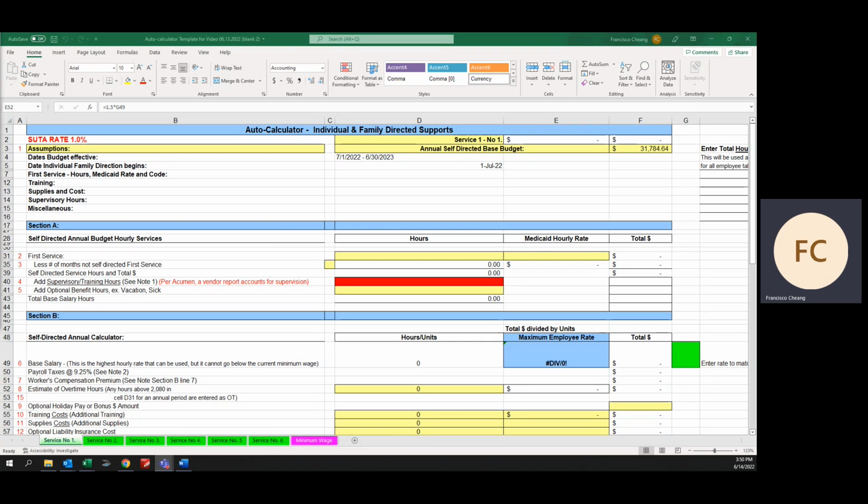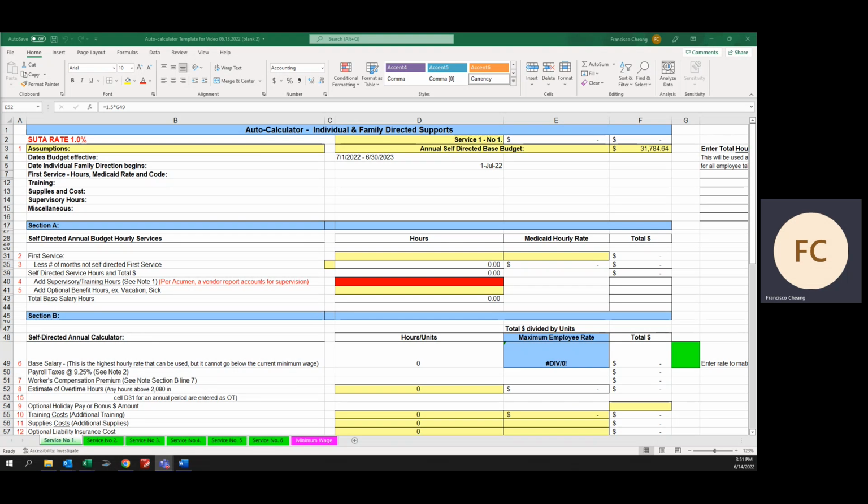I'm a supports manager at the ARC of North Carolina, and today I will be providing you with an overview of the Auto Calculator. The Auto Calculator is a tool used by EORs. EORs stand for Employer of Record, and this tool is used to manage the budget that is provided to you through your ISP process. The budget can be found in the last page of the ISP if your MCO is Alliance Health or Sandhill Center.